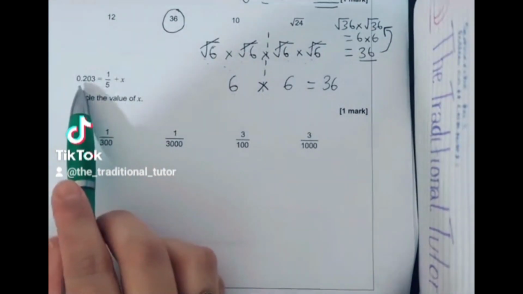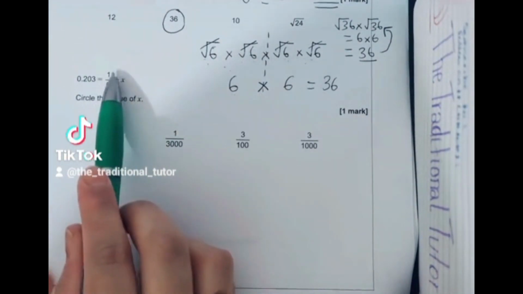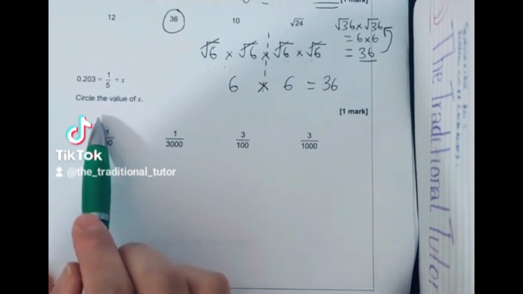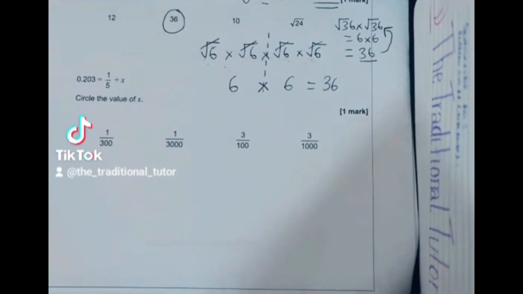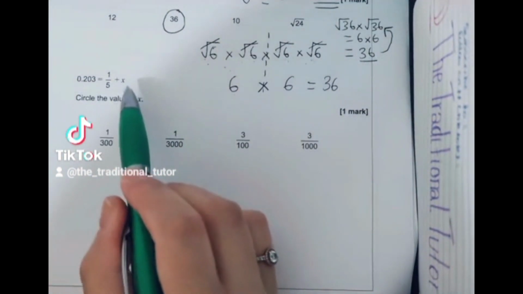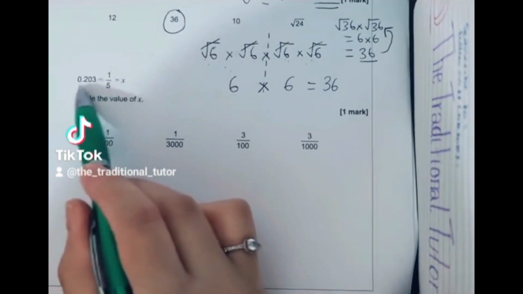3 is 0.203 is equal to 1/5 plus x. Okay, circle the value of x. So they're asking us what x is going to be so that my answer is equal to this.